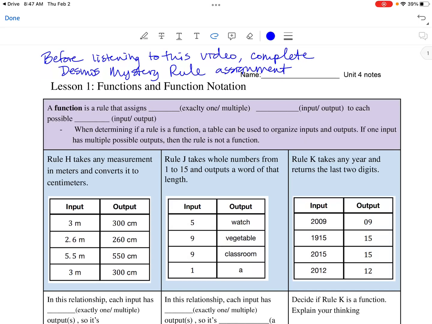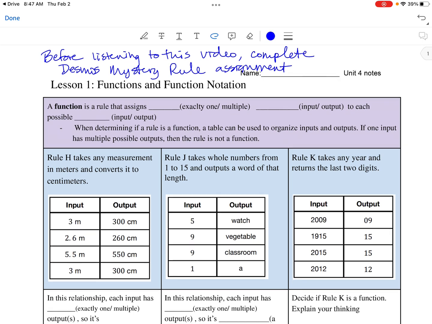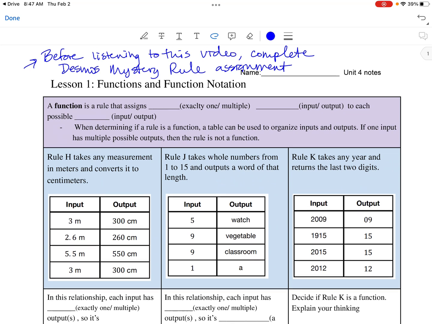Lesson 1, Unit 4, Functions and Function Notation. Before listening to this video, you should complete the Desmos Mystery Rule assignment. If this is the 2022-2023 school year, that is homework number 7. It's designed to be done before these notes.